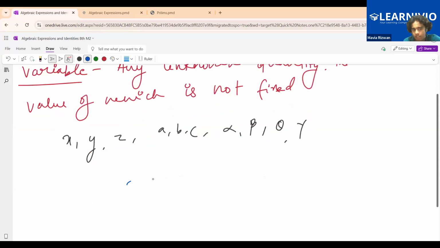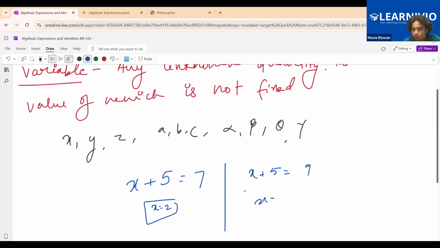If I have x plus 5 is equal to 7, can anyone tell me the value of x here? 2. Value of x here is coming as 2. But if I do x plus 5 is equal to 9, now the value of x would come 4. So is the value of x fixed or is it varying? We can say that the value of x varies from question to question. So what is x? X is a variable. Variable comes from the word vary, that is, anything that is varying. So that becomes the word variable.